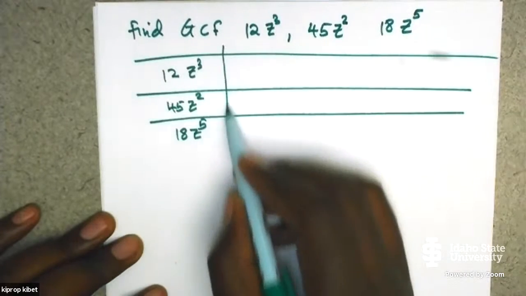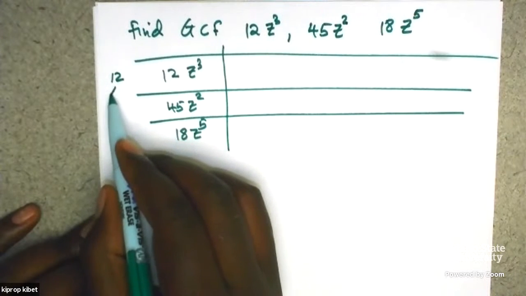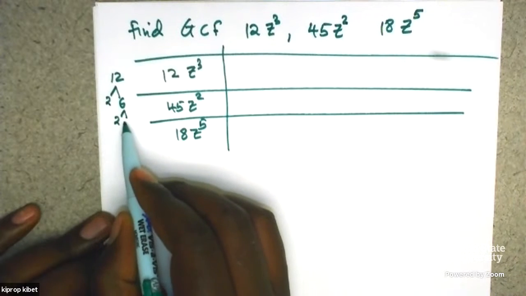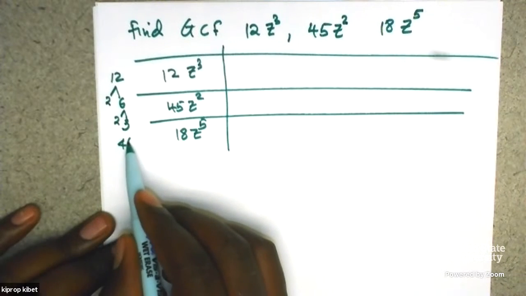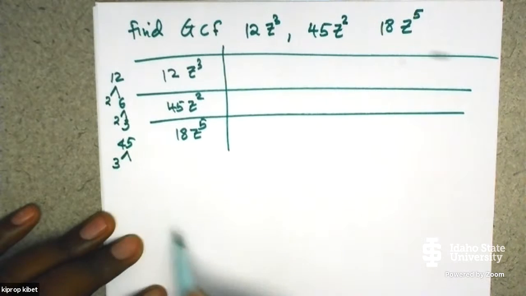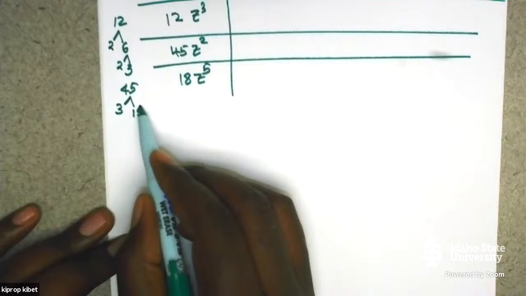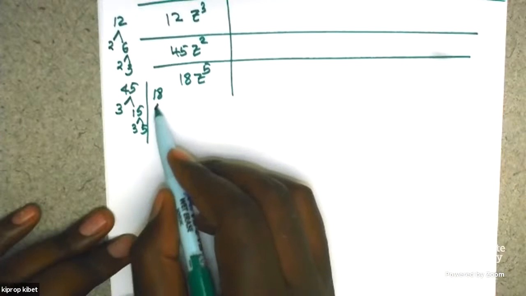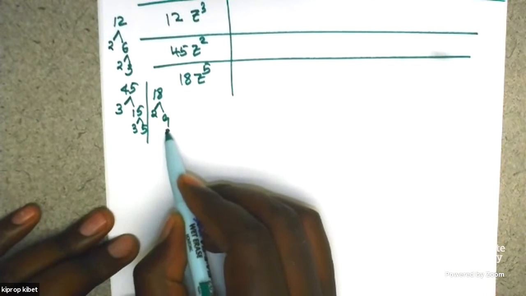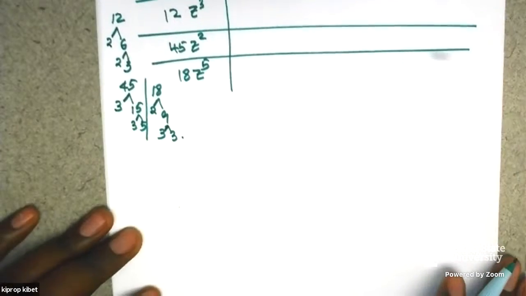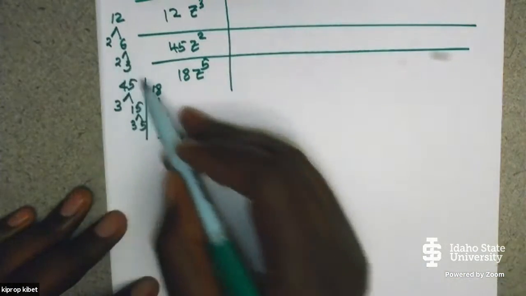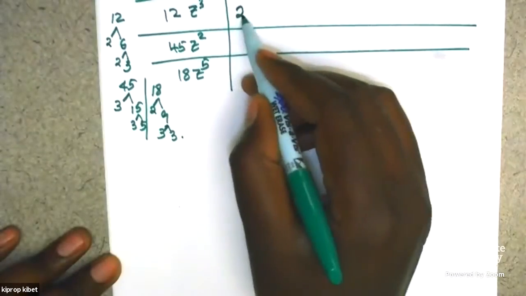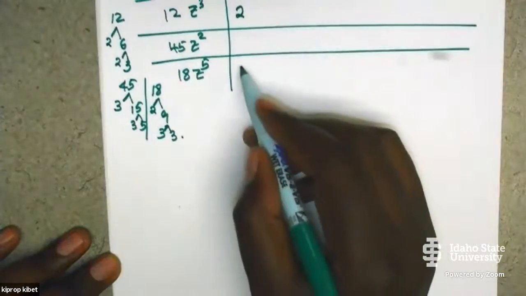So we have our 12, you get the primes, which is 2, 6, and then 2, 3. We have our 45, which is 3, 15, and then 3, 5. And then we have our 18, which is what? 2, 9, 3, and 3. So we start from the smallest in each one of them, which is 2. 2 is found in 12 and 18.